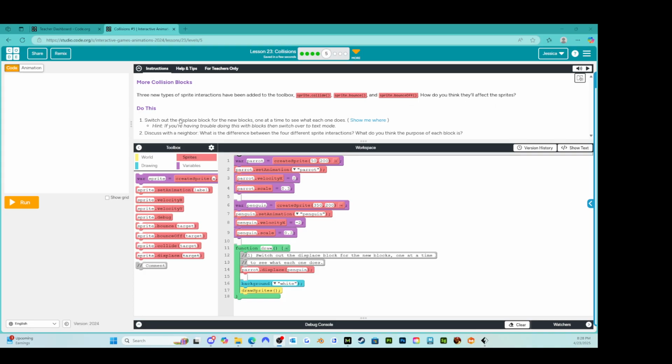Do this. Switch out the displaced block for the new blocks one at a time to see what each one does. Show me where. Okay, right there. Fabulous. So hint, if you're having trouble doing this with blocks, then switch over to text mode. Discuss with a neighbor. What is the difference between the 4 different sprite interactions? What do you think the purpose of each block is?